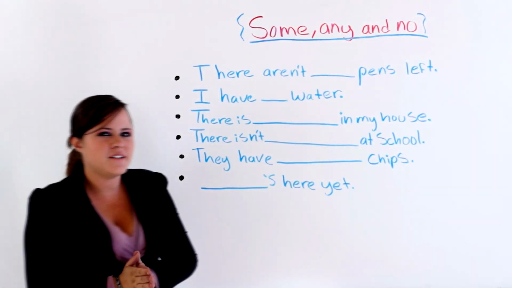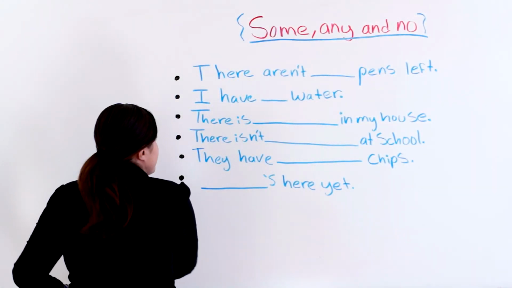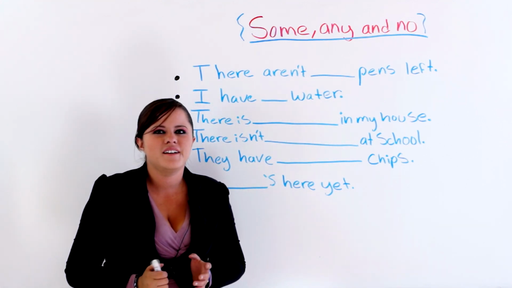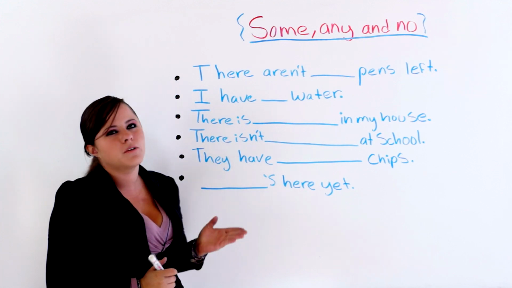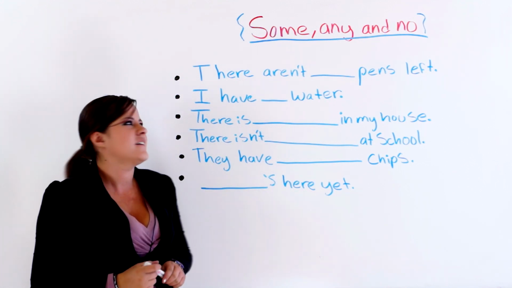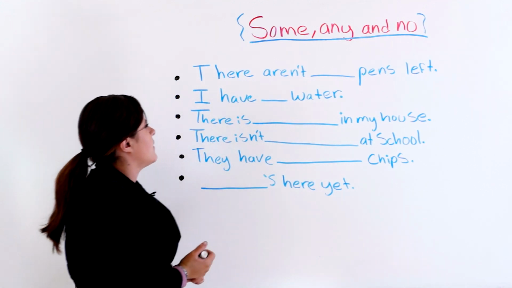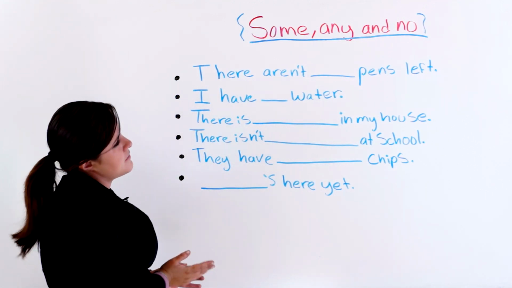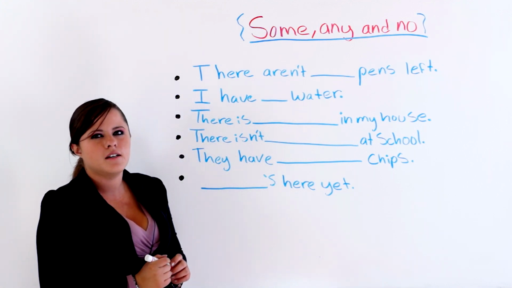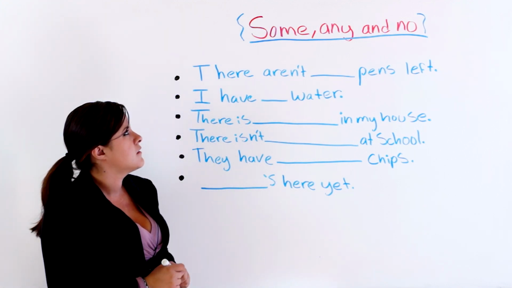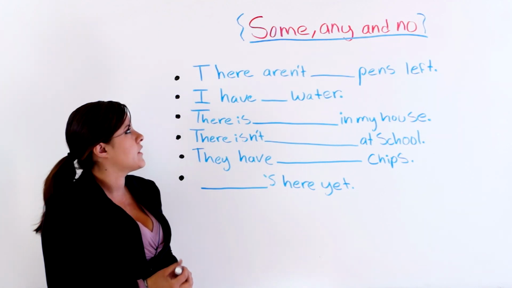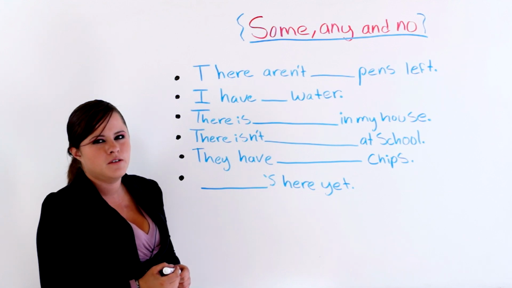Okay folks, it's practice time. You're going to help me fill in the blanks with the correct one: some, any, and no, okay? In some cases we're going to make a new word, like nobody, anybody, somebody, or someone, okay? Great. The first one is there aren't blank pens left. Do you think we're gonna put there aren't any? Or there aren't no? Or there aren't some?